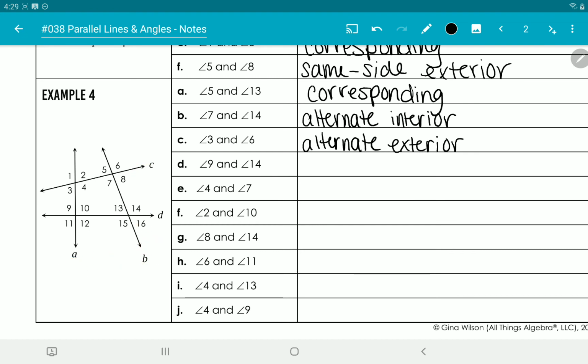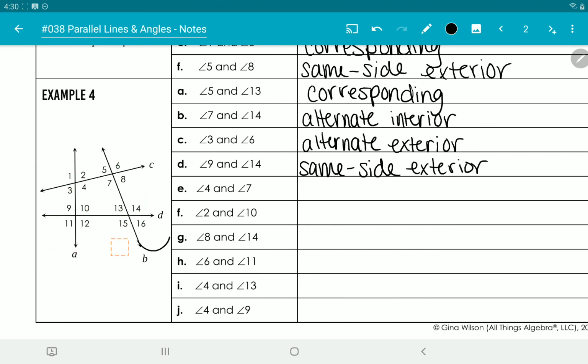Angle 9 and angle 14 here. If we go through like this, you can see this is the line that's intersecting the other two, so that's the transversal. You can see they're on the same side. They're both on the top of the transversal, so they're same side. And you can see that they're on the outside. They're both on the outside of these lines. They're not in between them. So they're going to be exterior because they're outside.